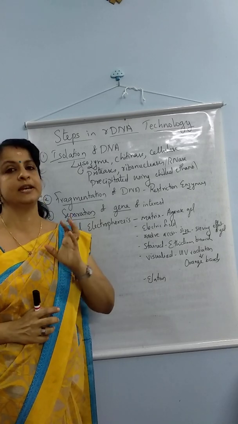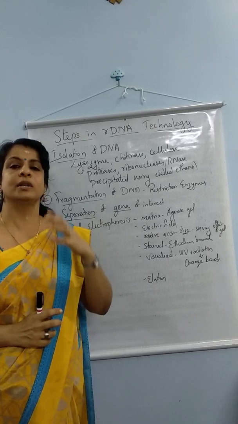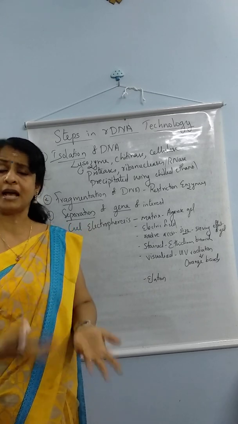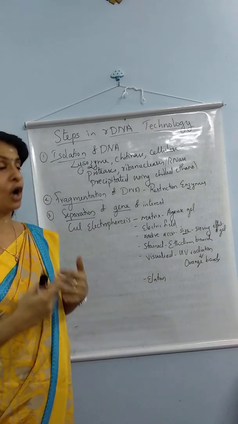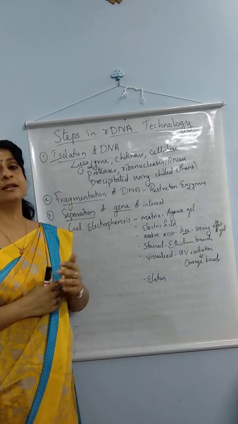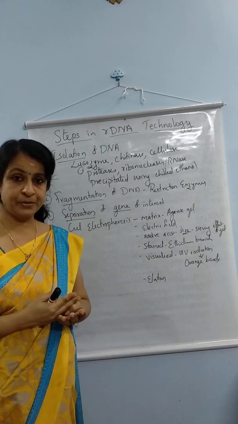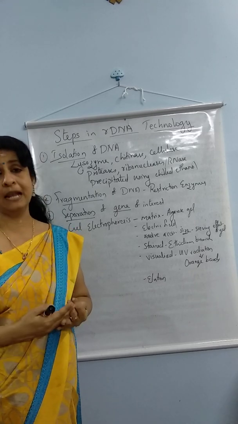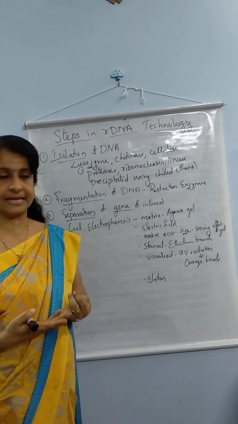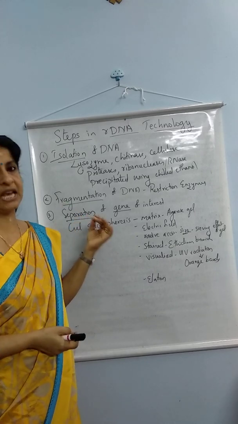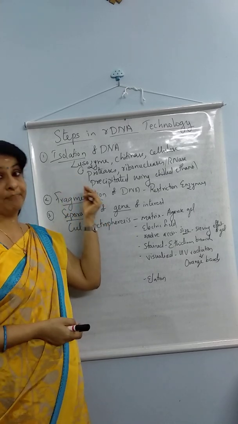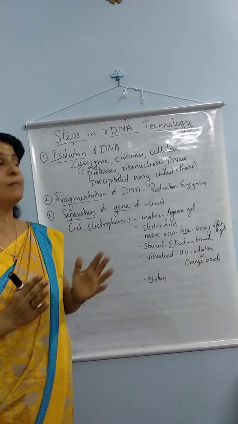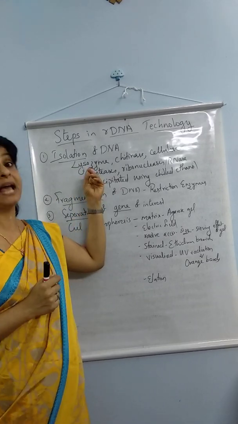We need a foreign DNA, a desired gene. So that gene should be isolated from the cell of another organism. That is a donor. So usually the donor can be a bacteria, or it can be a fungi, or it can be a plant cell, or sometimes it will be an animal cell. So if we are going to take it from a bacterial cell, first the cell wall should be digested, removed. For that we use the enzyme lysozyme.